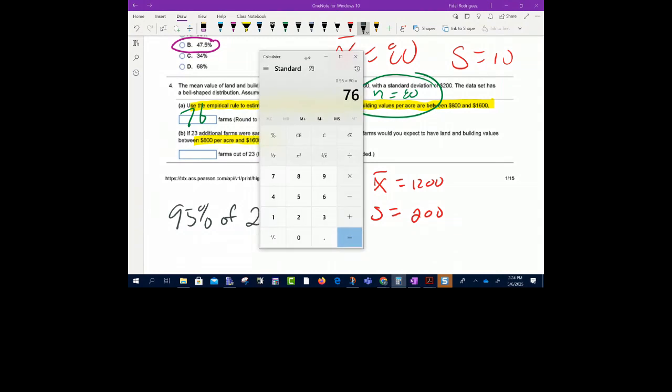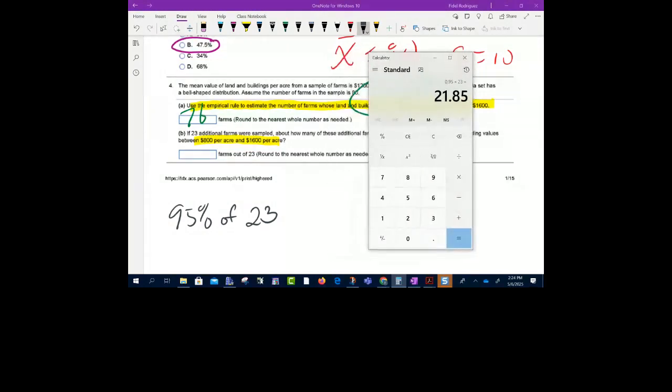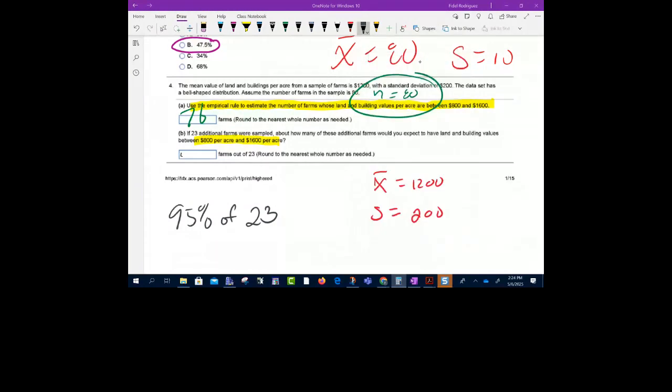So I'm going to do the same thing we did before. I'm going to clear this out. We're going to go 0.95 times 23. And I'm coming up with 21.85. Now look what it says, y'all. Round to the nearest whole number is needed. What would you say, 21 or 22? 22, right? Boom, 22, and there we go.